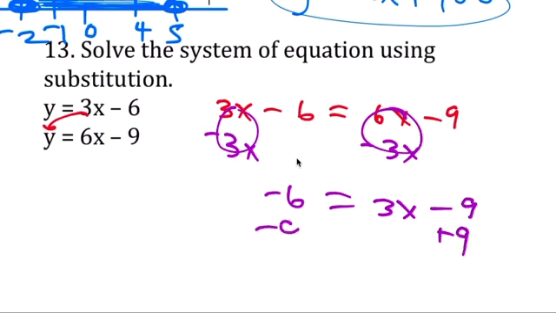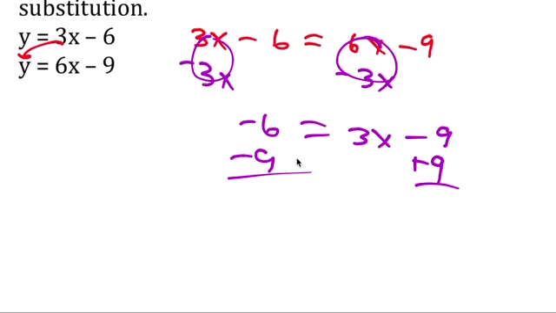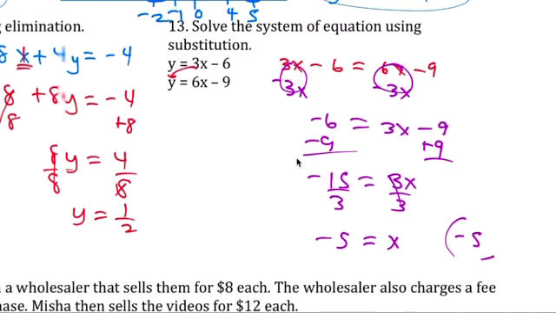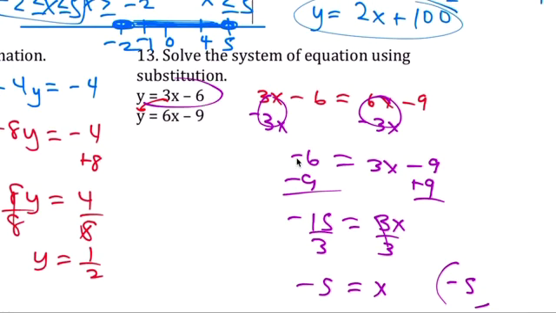Add 9, get negative 15 equals 3x. Divide by 3, x equals negative 5. So negative 5, let's find y. Let's use this one here.